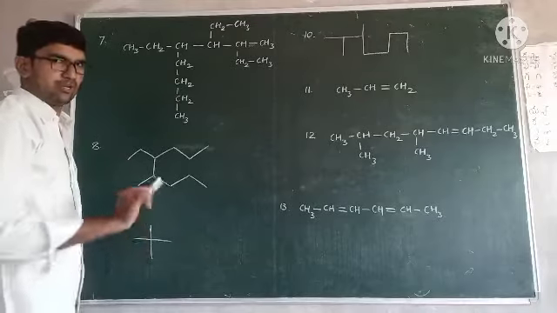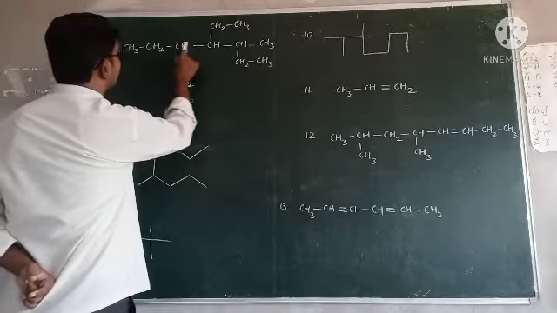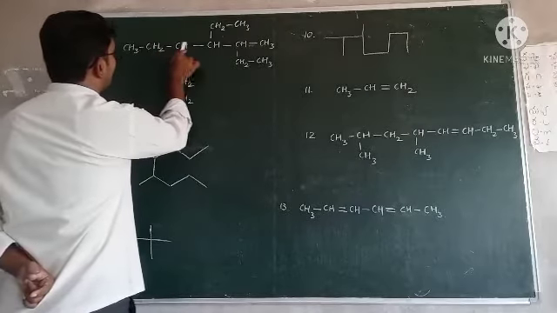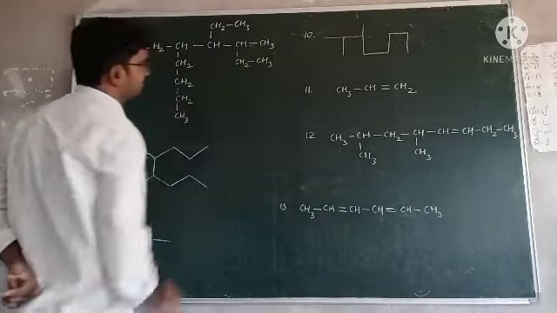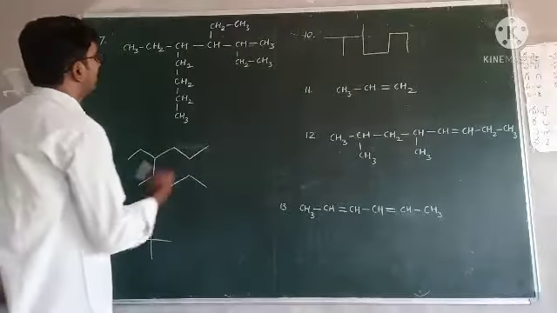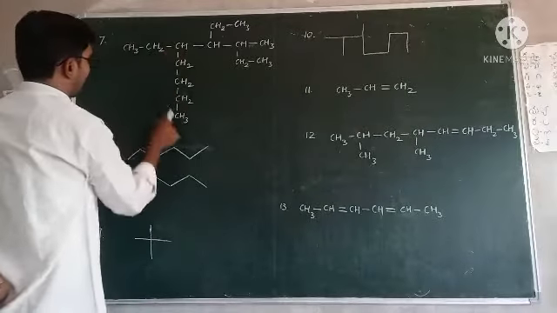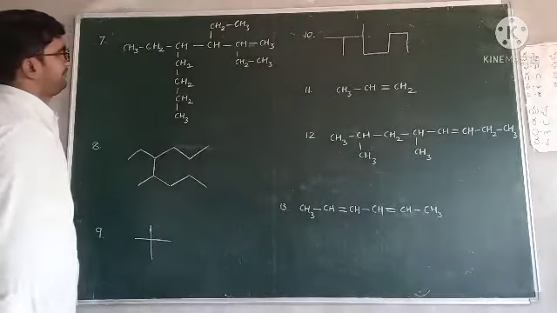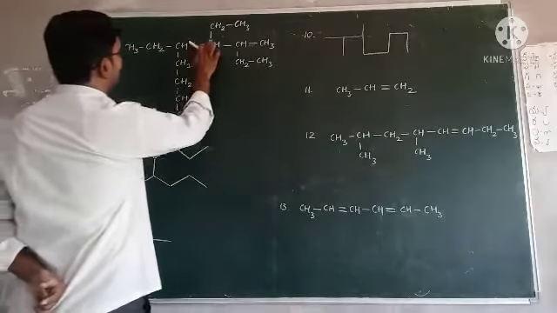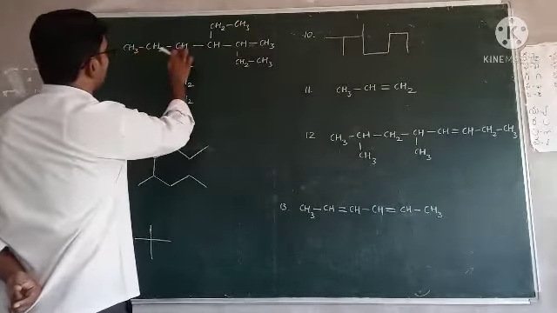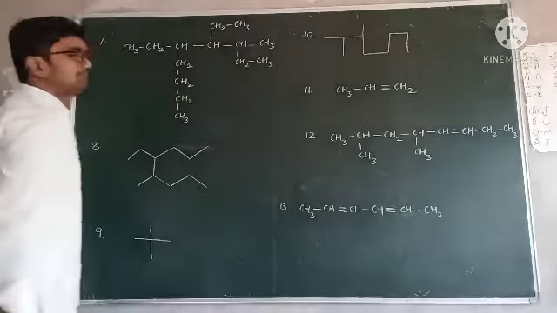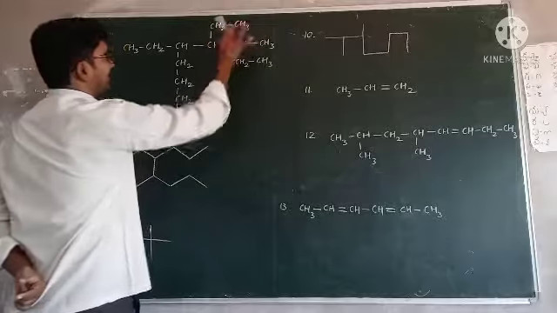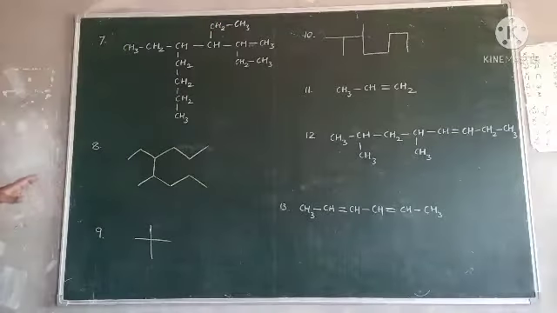That is 6. Another chain is there. This chain contains 1, 2, 3, 4, 5, 6, 7, better than the first one. Now one more chain is there: 1, 2, 3, 4, 5, 6, 7. It also contains 7. This is another chain: 1, 2, 3, 4, 5, 6. Very less. This is another chain. But it is very clear one chain is present.